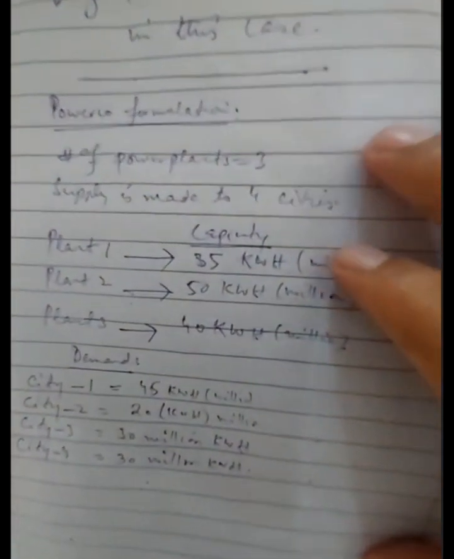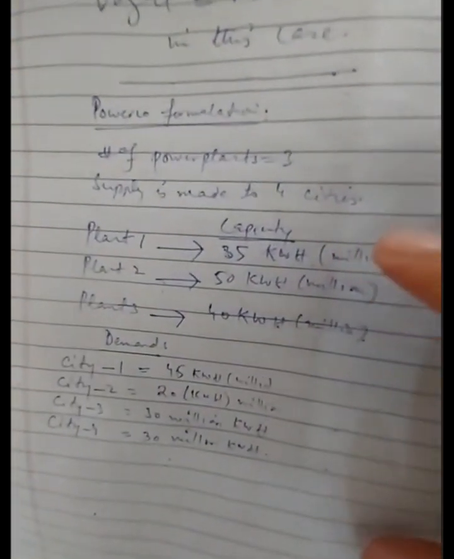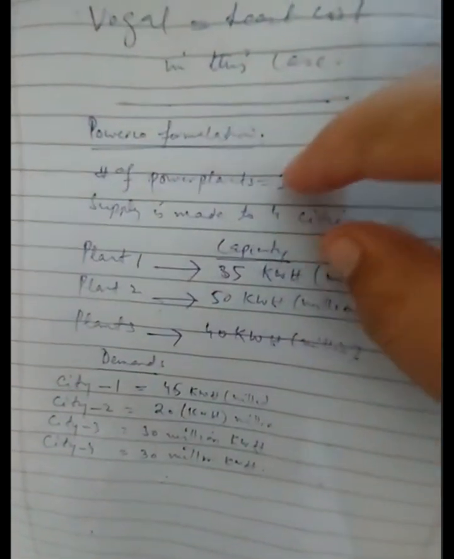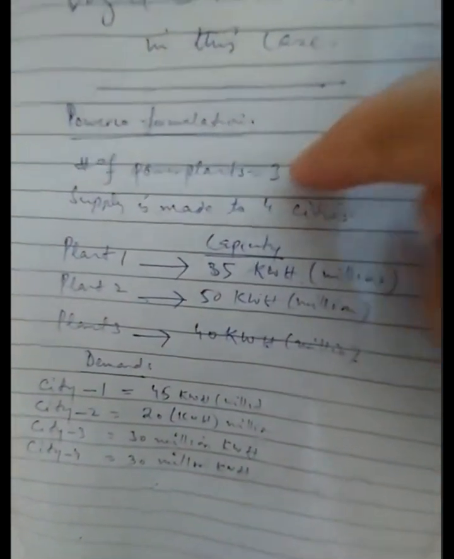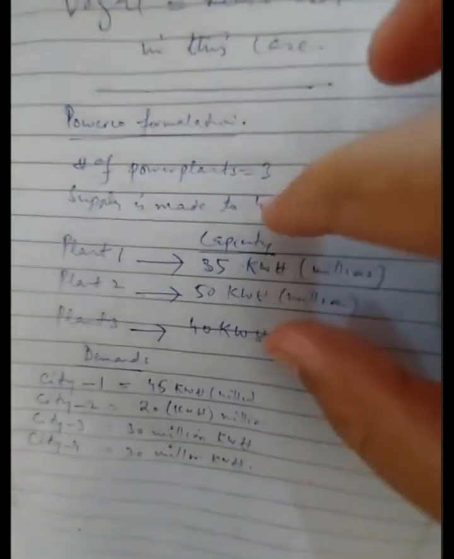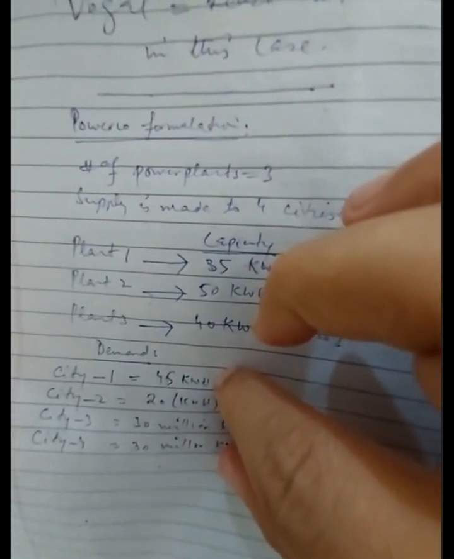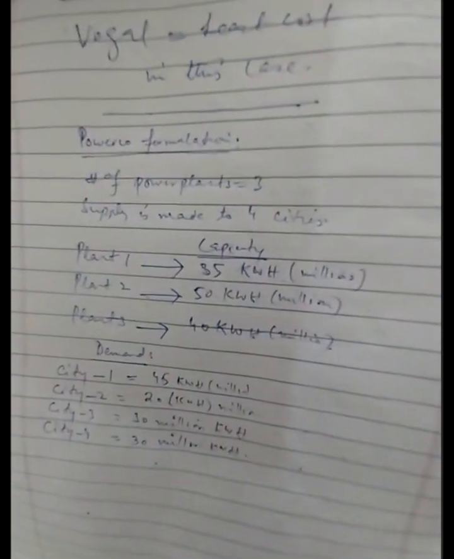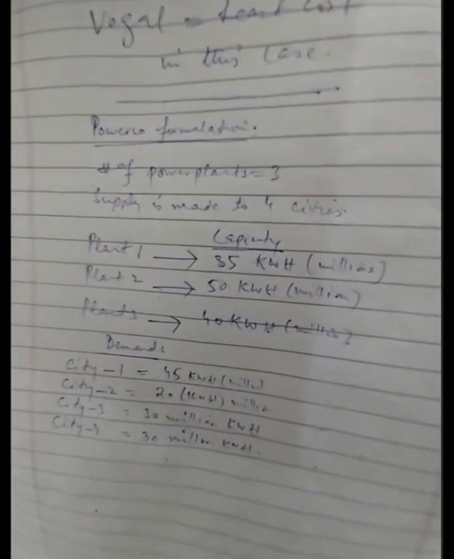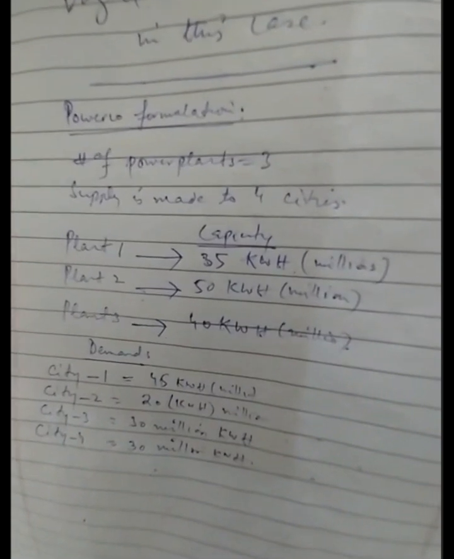Now in the question we have the essentials, the basics of the transportation model. We have the number of suppliers, the number of destinations, the capacities, and the demands. The only thing left is the cost.